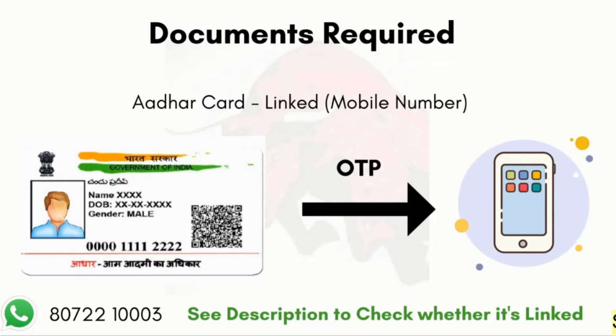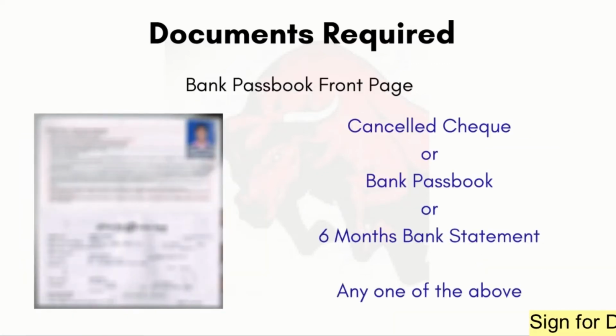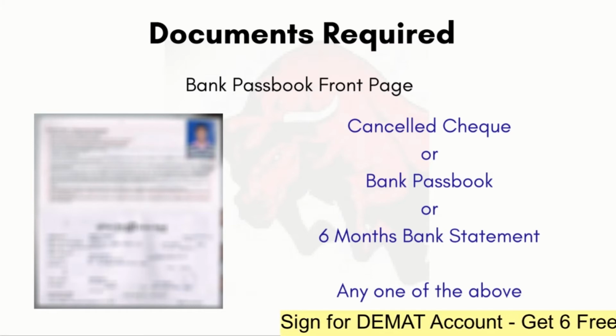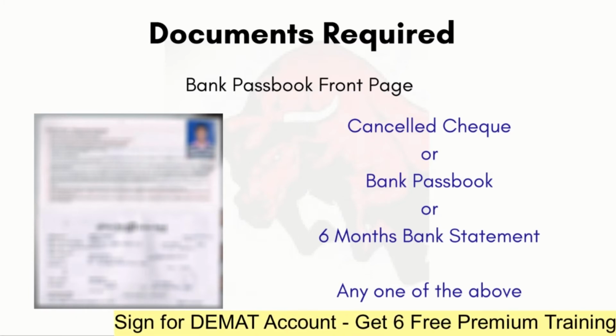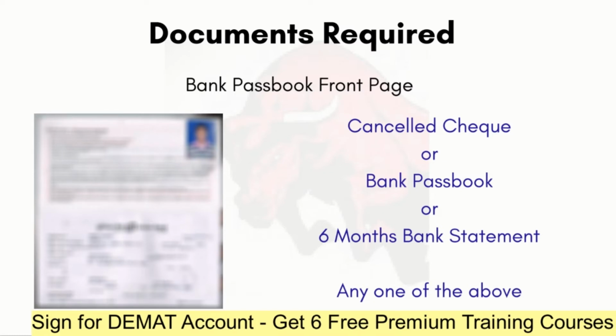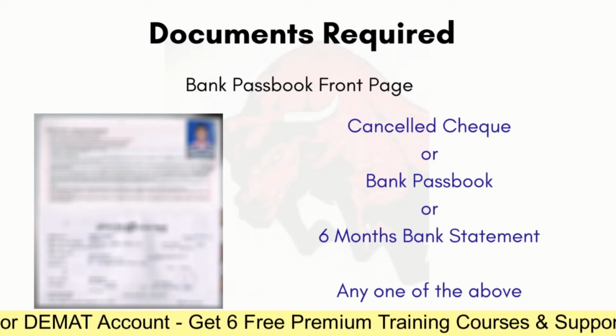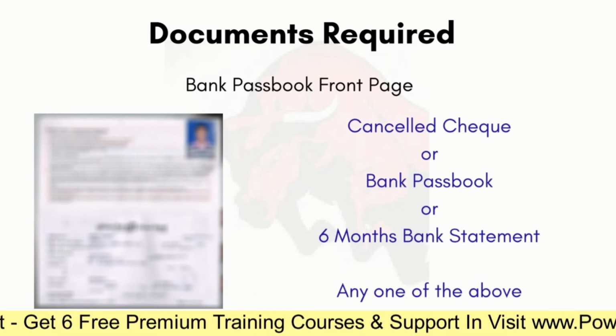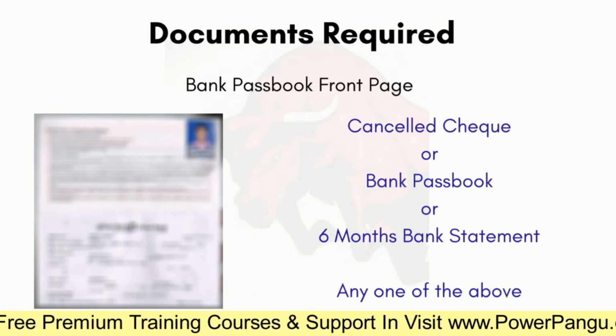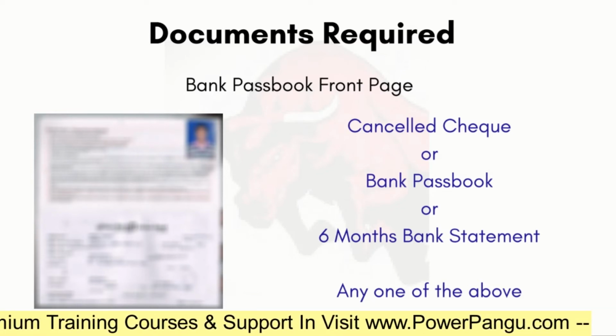Third one is you need to mandatorily have a bank account. Either you need to have a cancelled cheque, or if you don't have a cancelled cheque, you need to have a passbook. If you don't have a cancelled cheque or passbook, you need to have a 6-month bank statement, or a 1 month bank statement is also enough. If you want to do commodity trading, futures and options trading and equity, you need to have a 6-month statement. Else a 1 month statement or whichever you have is okay.